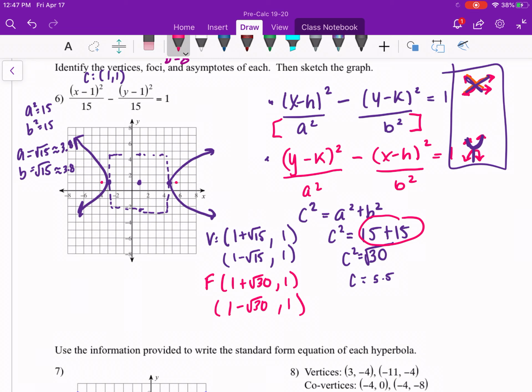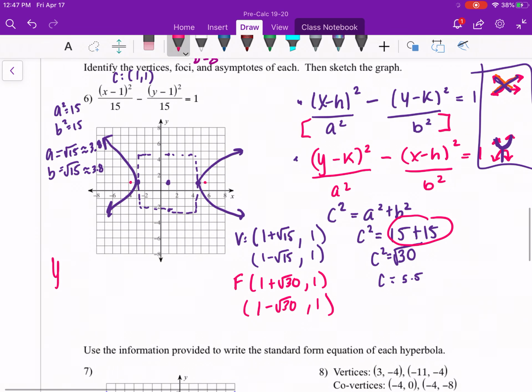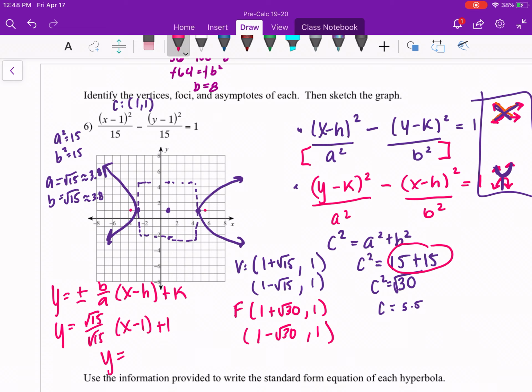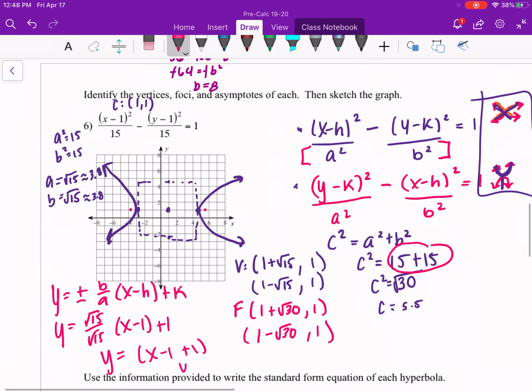And then the last one is finding the asymptote. So when the x term is first, your equation of your line is going to be plus or minus, because you're going to have two of them. You're going to have one with a positive slope and one with a negative slope. b over a times x minus h plus k, okay, that's your vertex form. And so plug that in: y equals root 15 over root 15, x minus 1, plus 1. And then 15 over 15 simplifies to 1. x minus 1 plus 1 simplifies to just y equals x.